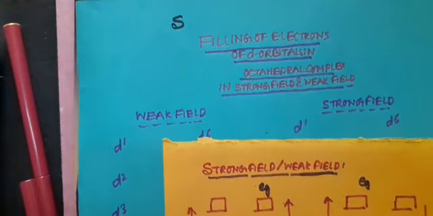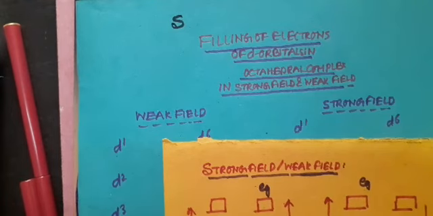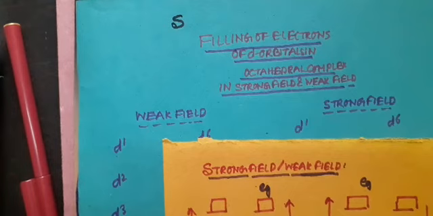Hi student, in today's session we will discuss the filling of electrons in the d orbitals of octahedral complexes in strong field and weak field ligands. It is important to note that if the octahedral complex is formed with a weak field ligand, then the splitting of the d orbitals into T2G and EG sets will be minimum, and the value of delta O will be lower as compared to that in a strong field.